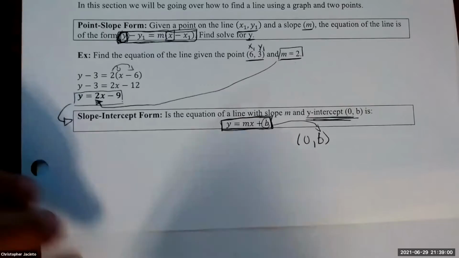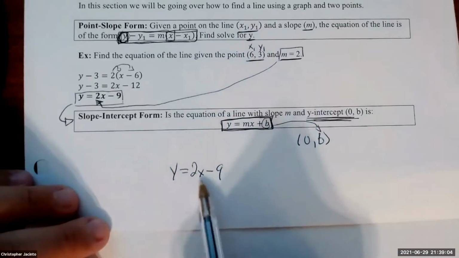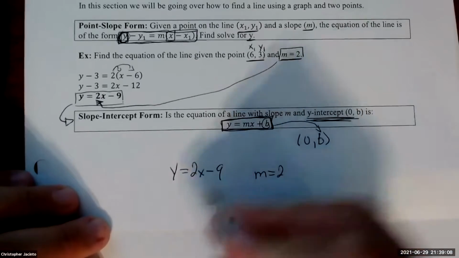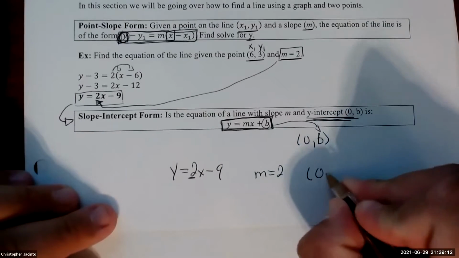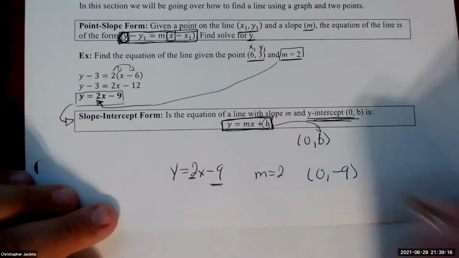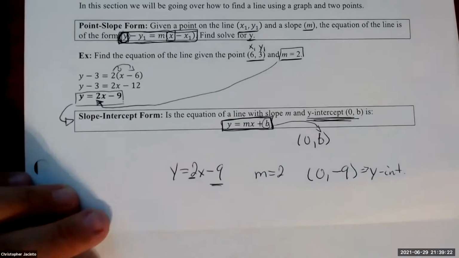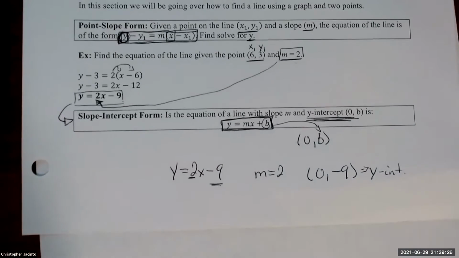So again, if we go on this example, for instance, and ask you what is the slope and y-intercept, the slope would just be 2, because that's the number in front of x, and the y-intercept will be (0, -9), the last number in this case. And that will be your y-intercept. And then from there, you can graph it. So that's an alternative way to graph lines.